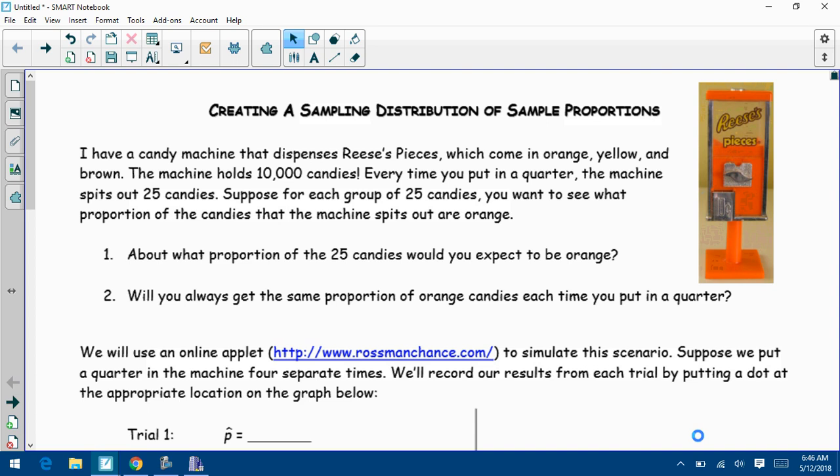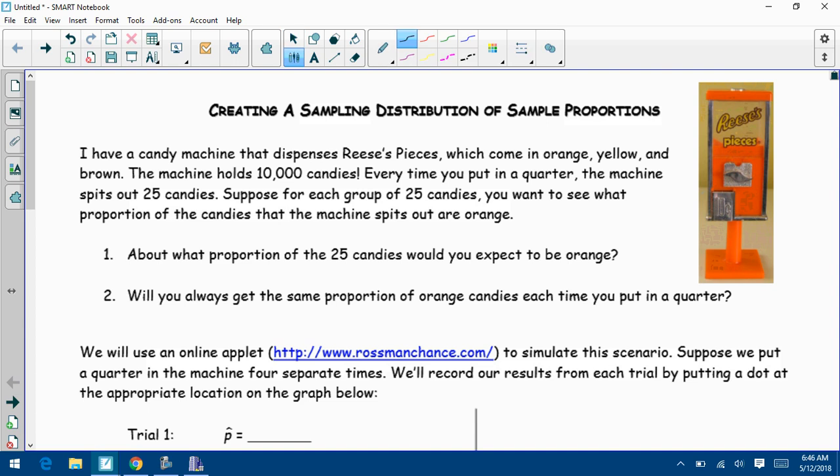So here's an example. We're going to be creating a sampling distribution of sample proportions. And suppose I have a candy machine that dispenses Reese's Pieces, which come in orange, yellow, and brown. The machine holds 10,000 candies. Every time you put in a quarter, the machine spits out 25 candies. Suppose for each group of 25 candies, you want to see what proportion of the candies the machine spits out are orange. So it starts by asking what proportion of the 25 candies would you expect to be orange?